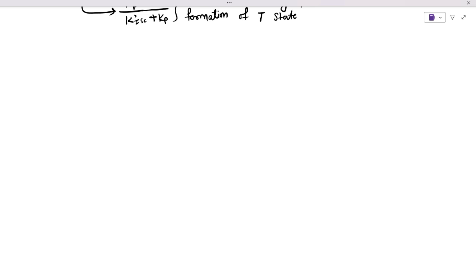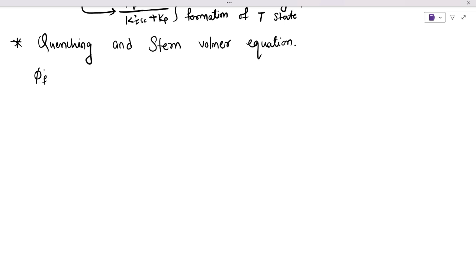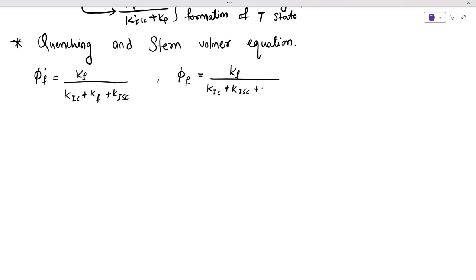Now we will discuss quenching and the Stern-Volmer equation. If we do not add the quencher, then the quantum yield for fluorescence is kf divided by kIC plus kf plus kISC, and after adding the quencher, it becomes kf divided by kIC plus kISC plus kf plus kq times Q. Here Q represents the quencher.